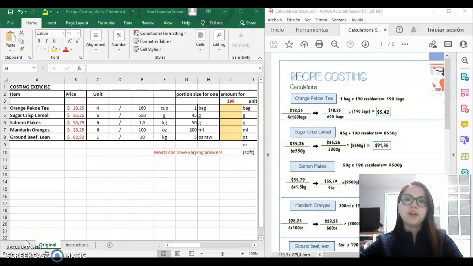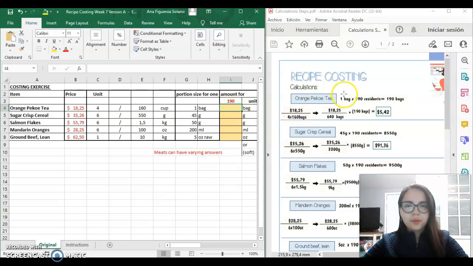Today I'm going to explain how to do recipe costing using an Excel sheet and Excel formulas, and we are going to compare it with the handwritten calculations to ensure that all of these calculations are actually correct. We're going to start with the orange pico tea, which is right here, and we're going to fill this column right here. We need to know what's the total amount of each ingredient for 190 residents.